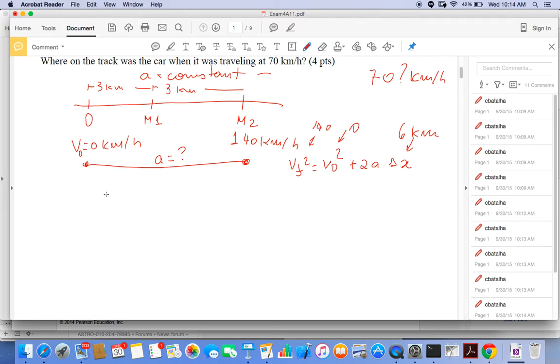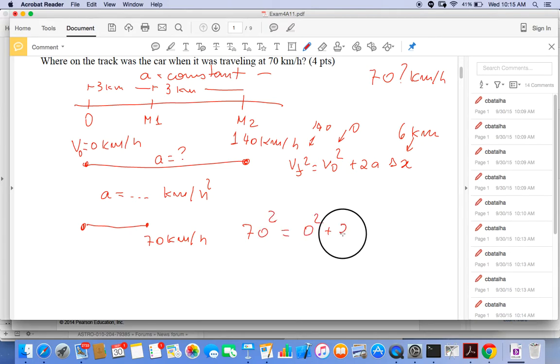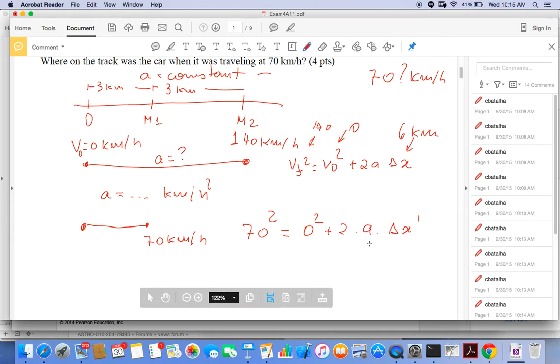So you do your calculation, and then you can find your acceleration, whatever kilometers per hour squared. You can also do it in meters per second squared. And then once you have the acceleration, you can apply it again from this position to whatever position it is where the car is at 70 kilometers per hour. So then you do the same equation again. 70 kilometers per hour squared is equal to initial squared plus 2 times acceleration times your new position. So you have this, and then you can get that.